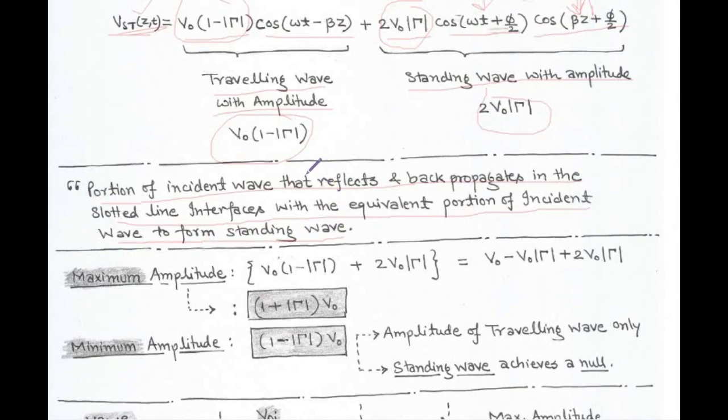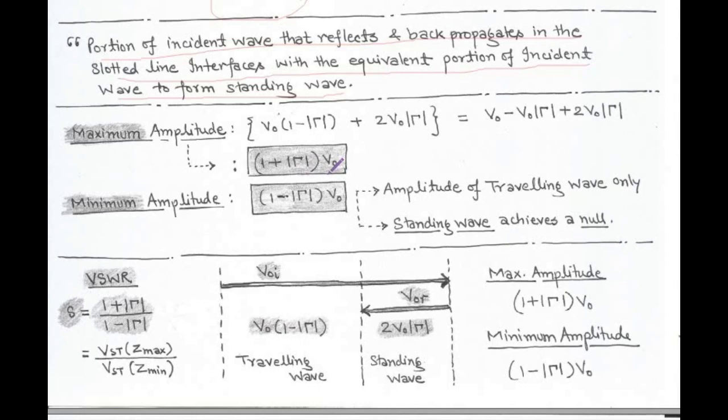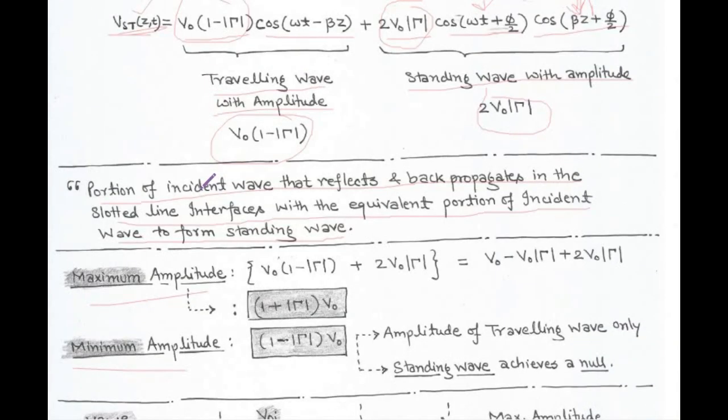Now the next step is we have to determine the maximum amplitude and minimum amplitude of this real instantaneous form of the total voltage. To determine the maximum amplitude, we add the amplitude of the travelling wave and the amplitude of the standing wave. The amplitude of the travelling wave is V0 (1 minus mod of tau), and the amplitude of the standing wave is 2 V0 mod of tau. So after adding these two amplitudes we get the maximum amplitude, that is (1 plus mod of tau) into V0. Similarly we can determine the minimum amplitude.